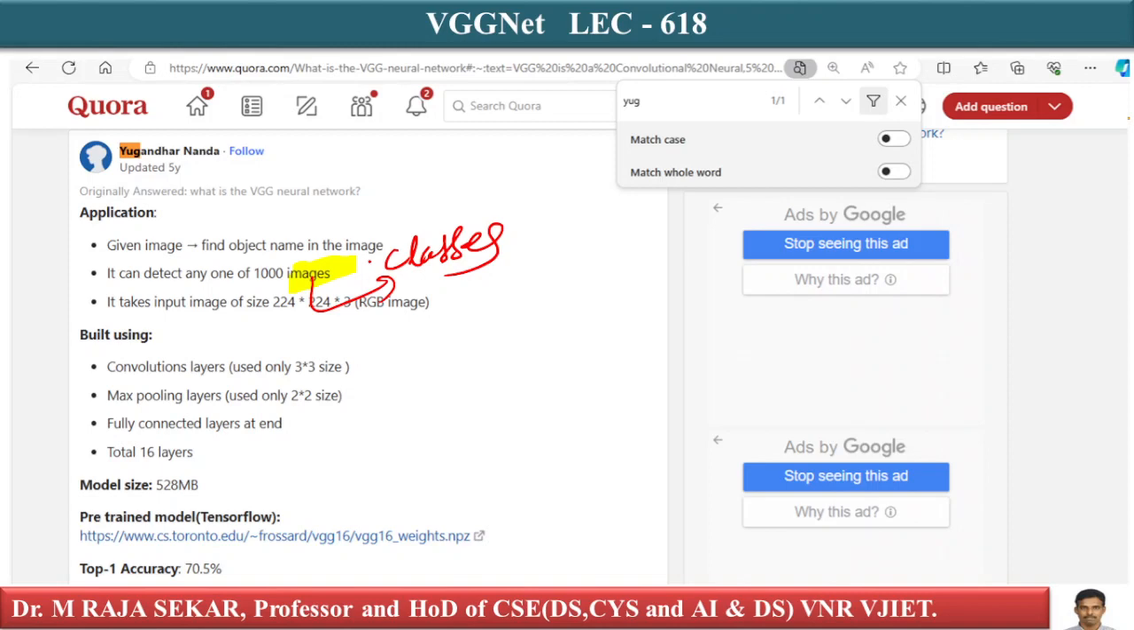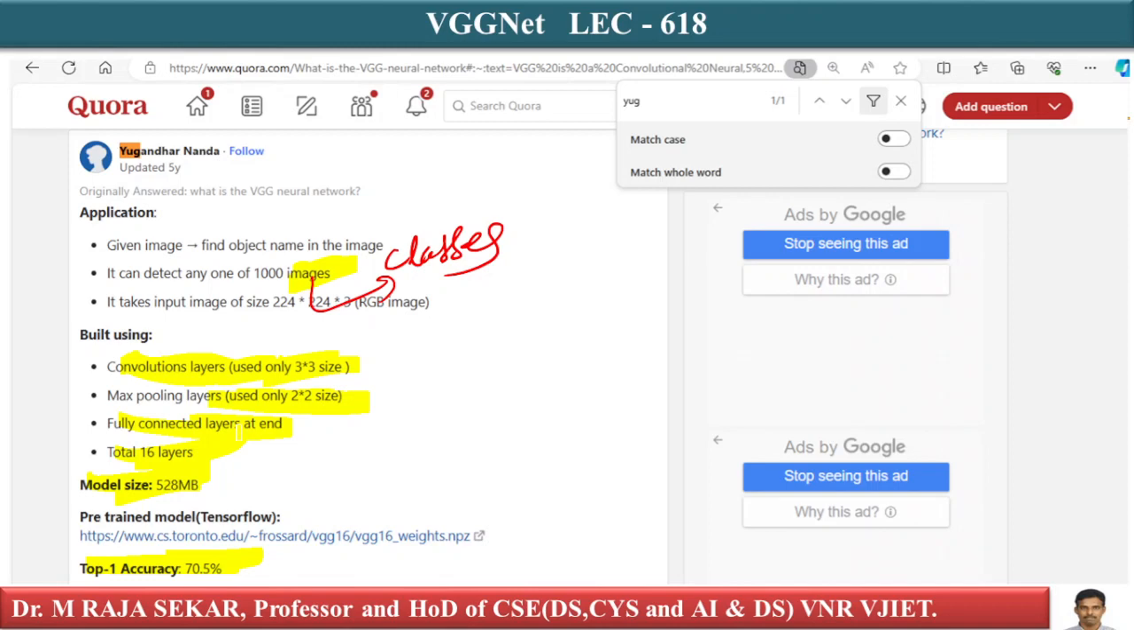Here convolutions are always 3 by 3 size, and max pooling layers are always 2 by 2 size, followed by fully connected layers. That's what we were saying. And in total how many layers? There are 16 layers, and you have nice accuracy. Just see here, model size and top 1 accuracy. You have nice accuracies, and you can get the pre-trained models. And this is VGG19, and this is one way of looking at it.